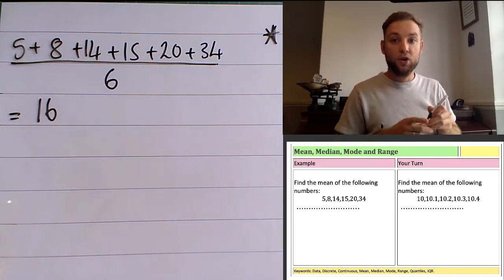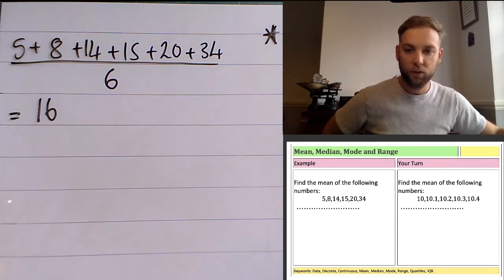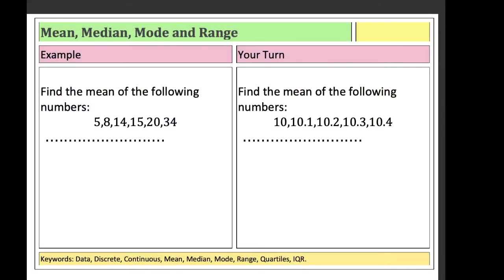Super. So have a little go at this one yourself on the left. So pause now and have a little go at that one.